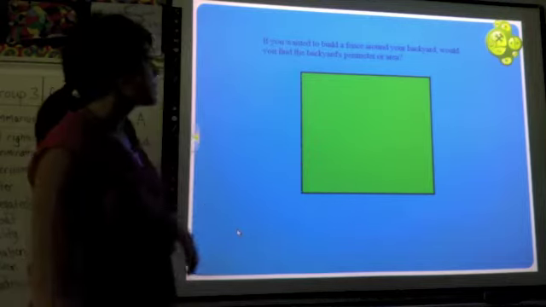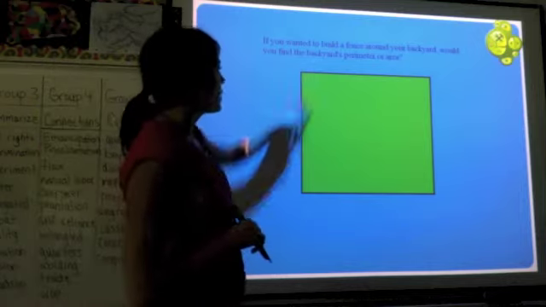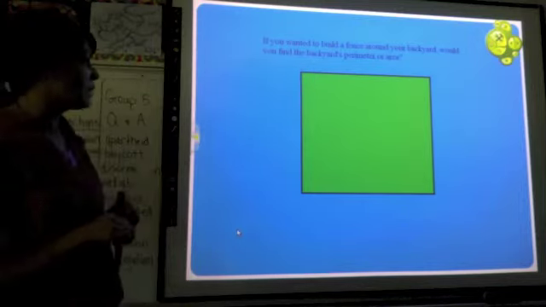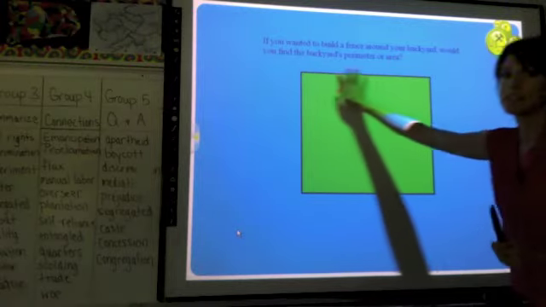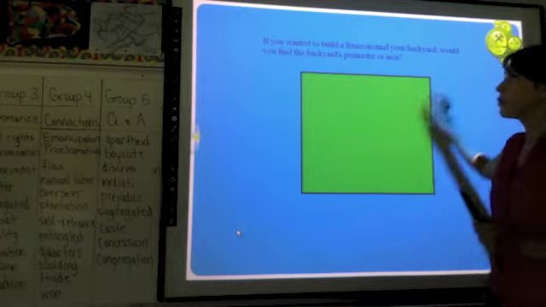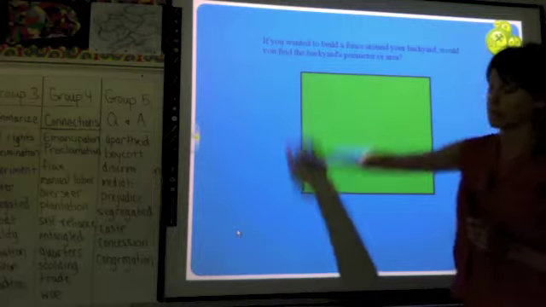Let's pretend this square is your backyard. If you wanted to build a fence around your backyard, would you find your backyard's perimeter or area? We've talked a little bit about this in class. The area is the space inside the square or inside your yard. The perimeter is the space around the edges of the square or around the edges of your yard.